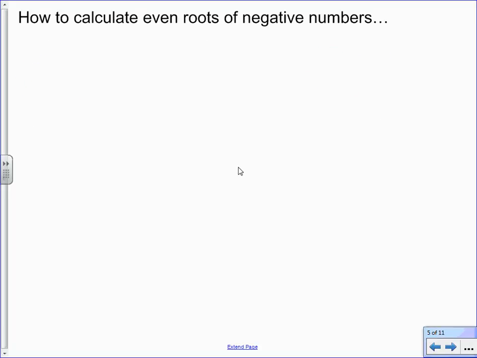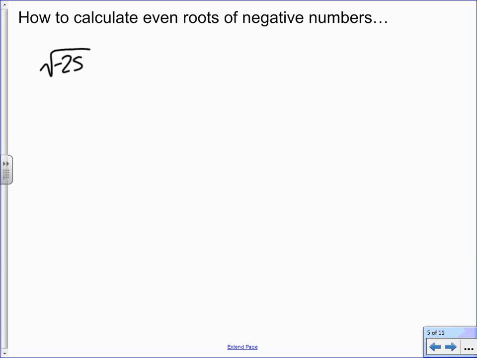So how can you calculate an even root of a negative number? We're going to focus on square roots. I'm going to go back to the one we were doing at the very beginning of class, which is the square root of negative 25. Previously we said can't do it. I'm changing that today and saying, but you can. It's just not a real number.